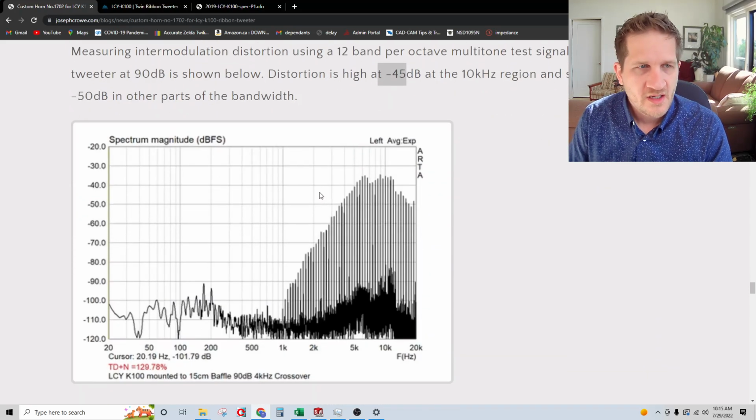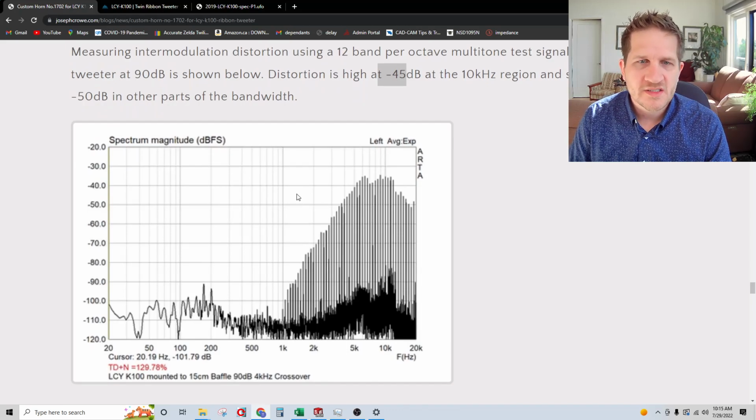Looking at distortion with the stock tweeter, I set up a high pass filter at 4 kilohertz and conducted a multitone. So this is a 12 band per octave multitone test signal at 90 dB SPL at 1 meter. And so you can see that the distortion products are minus 45 dB down from the fundamental. So normally when I'm trying to develop a product, I want intermodulation distortion to be about minus 65 dB down. And so that's kind of my benchmark. And so we're about 20 dB away from achieving that goal.